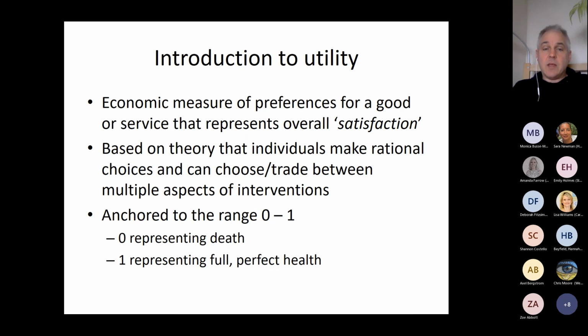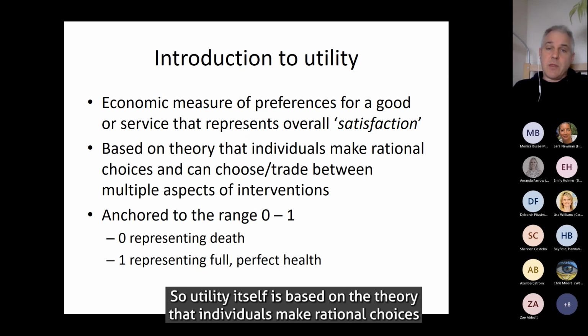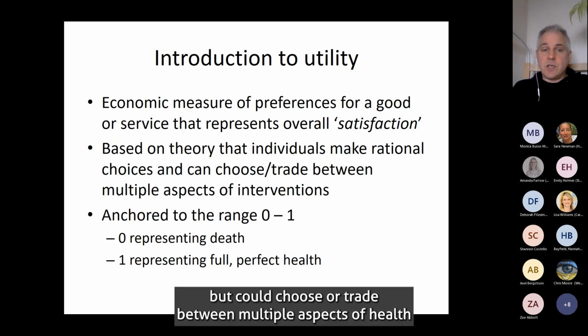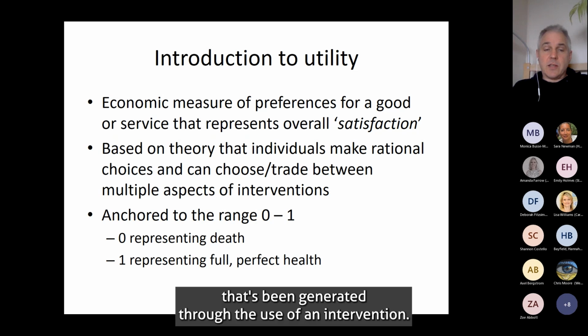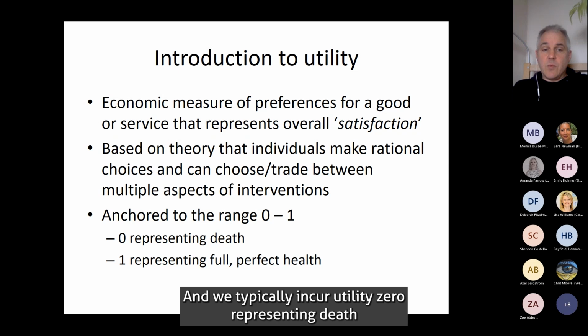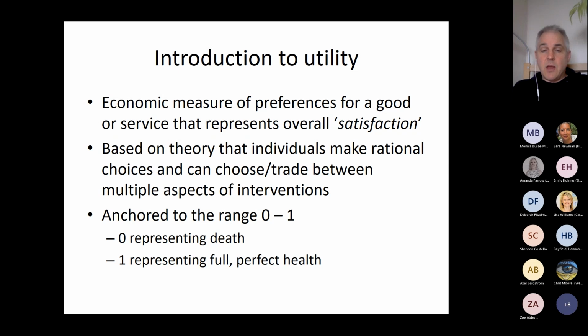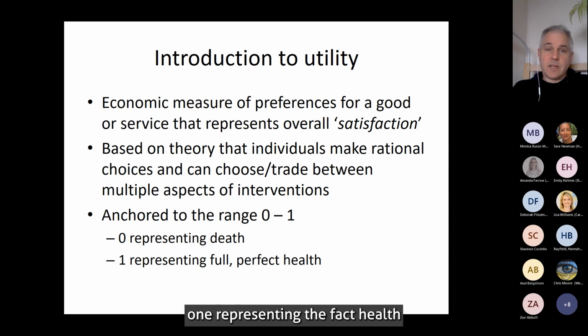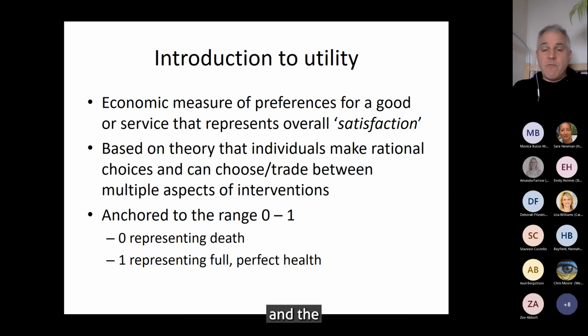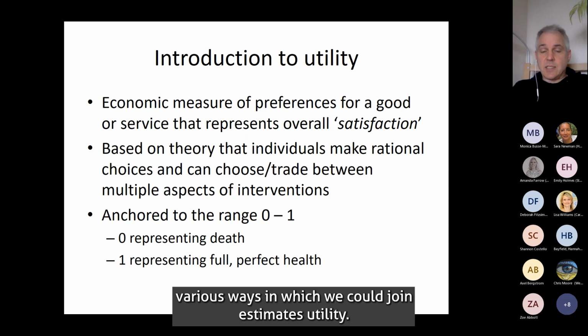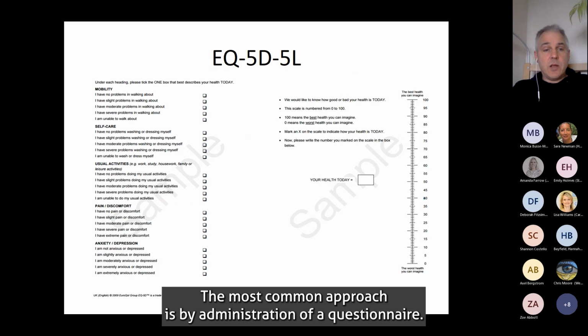It seems very simplified, but it's a systematic and theory-based valid approach to try and quantify people's utility or people's health. So utility itself is based on a theory that individuals make rational choices and can choose or trade between multiple aspects of health that's been generated through the use of an intervention. And we typically anchor utility at 0, representing death, 1 representing perfect health. And there are various ways in which we could try and estimate utility. The most common approach is by administration of a questionnaire.